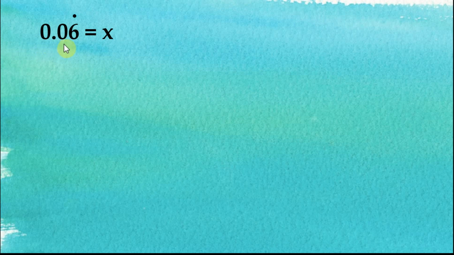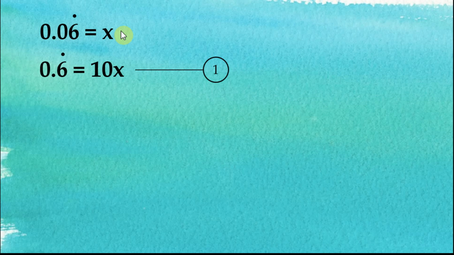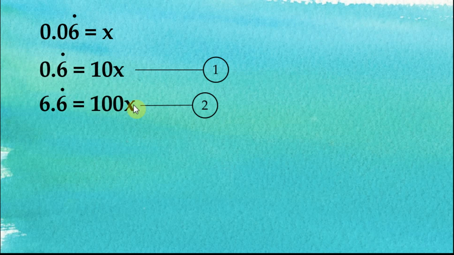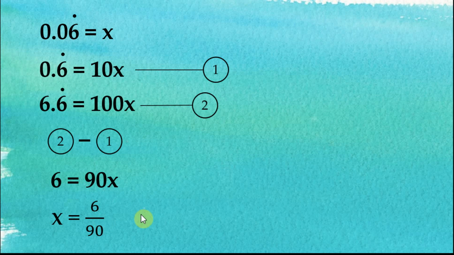Now let's see how this trick works. Let's take this 0.06 recurring as an example. So let's say this is equal to x, and we take this equation multiplied by 10. So we have 0.6 recurring equal to 10x, and let's label this as equation 1. And again, we take this equation and multiply it by 100. So the left hand side will become 6.6 recurring, and the right hand side will be 100x. And then we take equation 2 subtract equation 1. For the left hand side, 6.6 recurring minus 0.6 recurring equal to 6, and 100x minus 10x equal to 90x, and therefore x equal to 6/90. So you can use this method to prove all other conversions. Okay, you can try it by yourself.